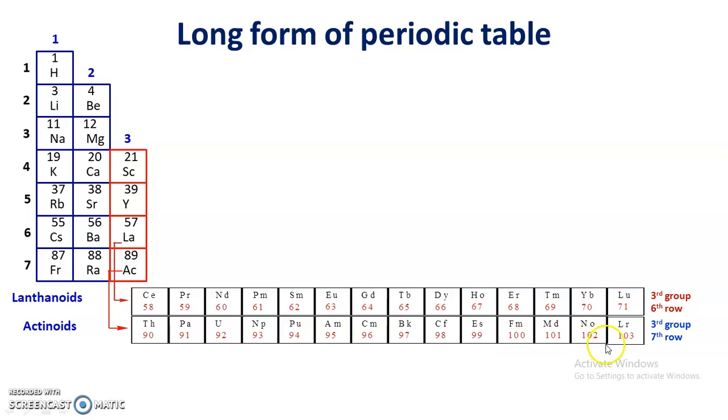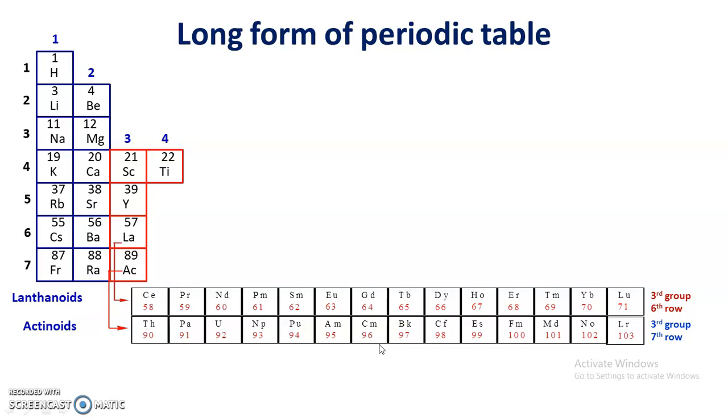In case of these elements, 5F orbital is in the process of filling. So in case of lanthanides, 4F orbital is in the process of filling, and here 5F orbital is in the process of filling, and altogether these are the F block elements. Now next group is fourth group.